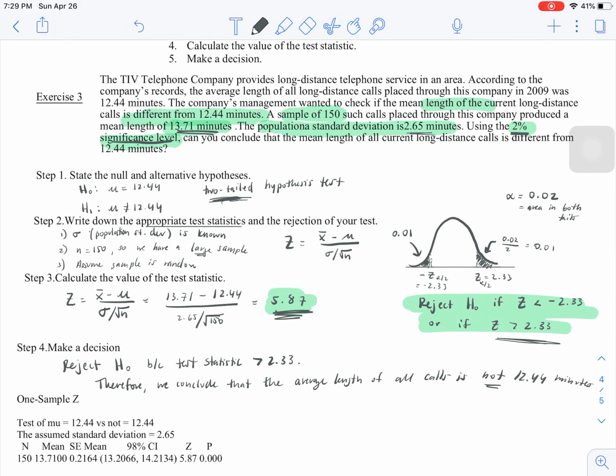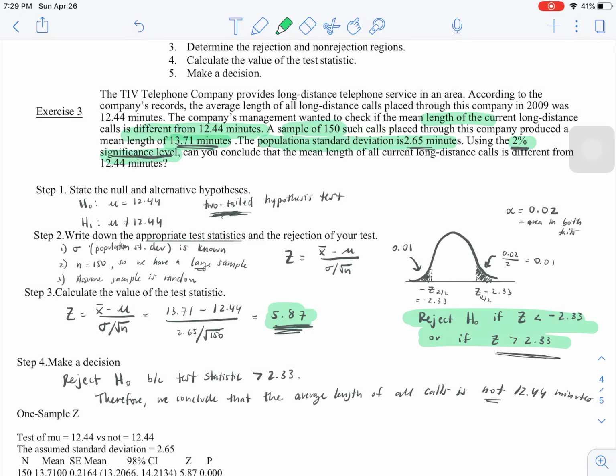So what did we just do? We made our hypotheses based on the claim we wanted to test. We wanted to test whether the average length of all phone calls was 12.44 minutes or not. So we set up our null hypothesis. Next, we determined that since the population standard deviation was known and because we have a large random sample, our test statistic will follow a normal distribution.